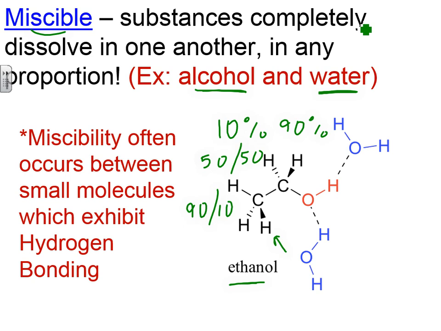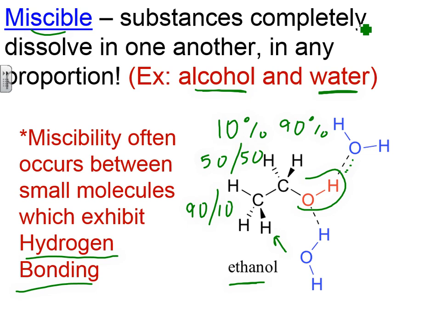There's really no limit. And this usually happens between substances that exhibit hydrogen bonding. So in the case of water and ethanol, and methanol works as well, you have hydrogen bonding. The ethanol molecule has this OH group to which water can bond through hydrogen bonding. This oftentimes happens between water and these small organic molecules that have hydrogen bonding in them. These will be miscible.